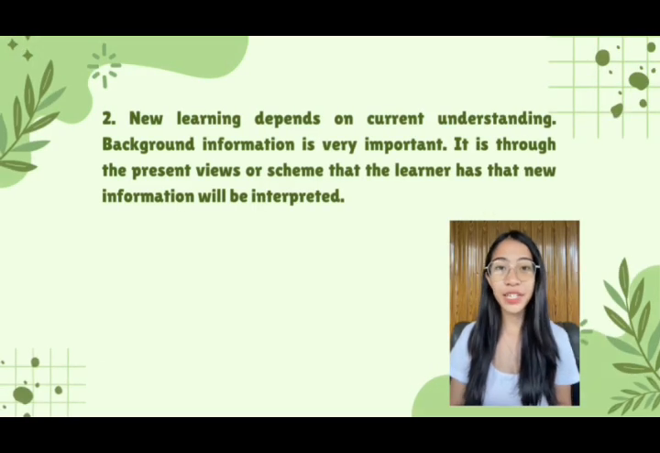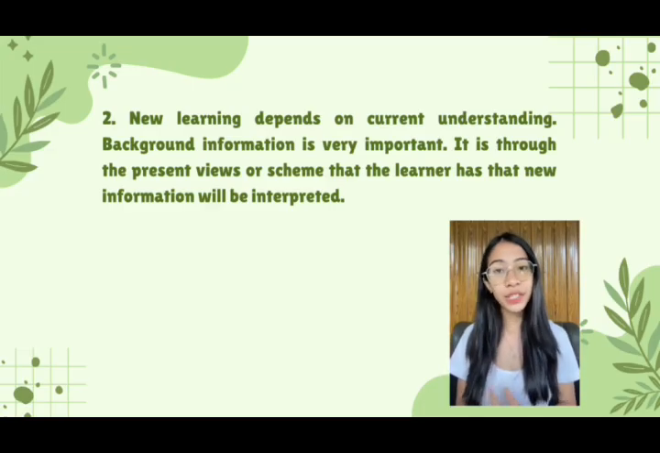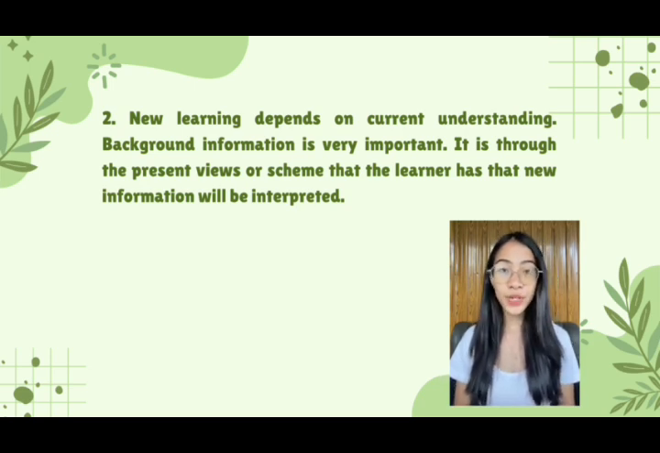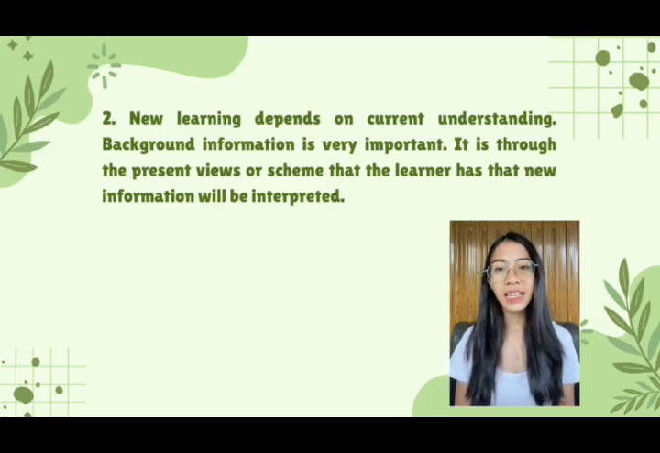The second one is new learning depends on current understanding. Background information is very important. It is through the present views or schemes that the learner has that new information will be interpreted. What learners already understand is crucial because they interpret new information through the lens of their current knowledge and beliefs. For example, a person who already knows how to ride a bicycle can more easily learn how to ride a motorcycle because they already understand balance and steering.